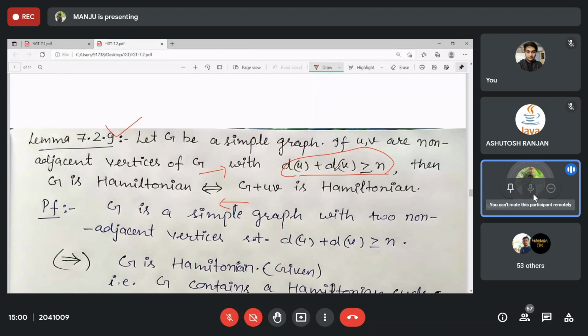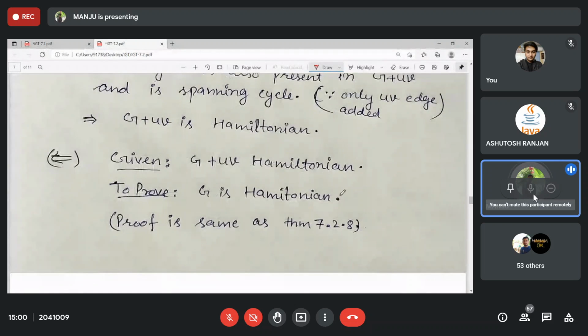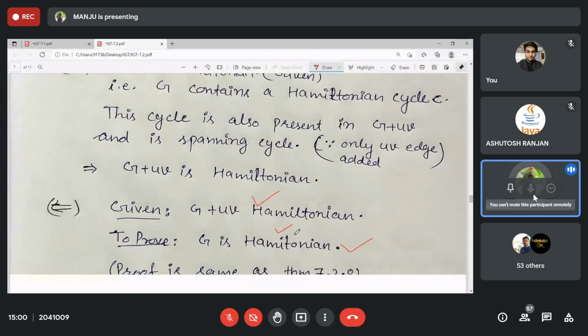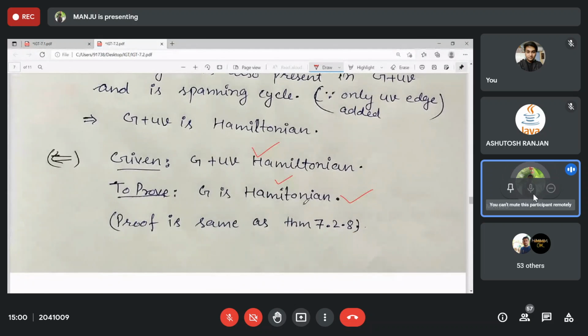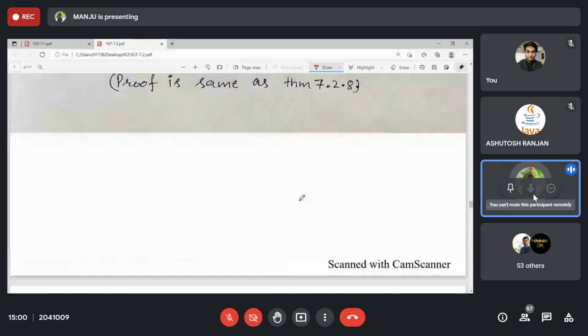Degree of U plus degree of V will be at most n minus 1 by using the path, right? And here it is given at least n, which is not true. That's why whatever we have assumed, that G is non-Hamiltonian, is not true. So G has to be Hamiltonian. Clear? This was given; this we needed to prove, supposing if possible G is non-Hamiltonian. So that's the end of this chapter.